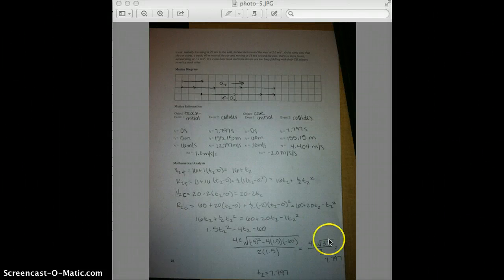Okay, so for this Spiral Kinematic 28, it talks about a car initially traveling 20 meters per second to the east and accelerating towards the west at 2 meters per second squared. So the car is traveling towards the east and is accelerating 2.0 meters per second squared, therefore making it -2, and the car is slowing down.